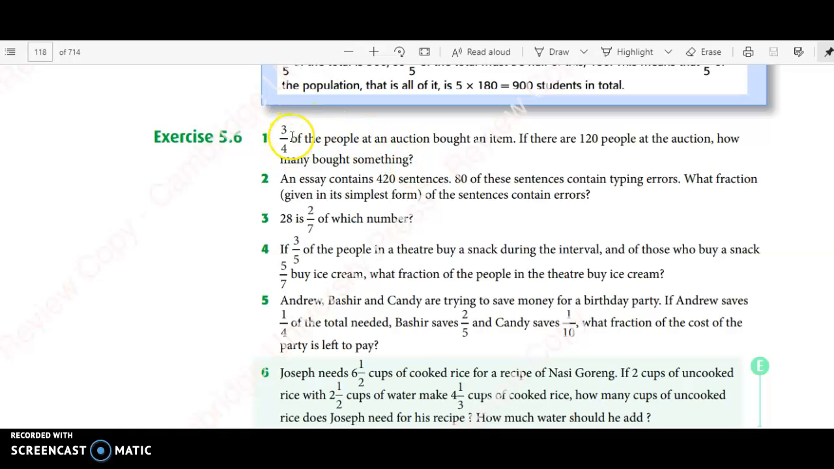3 out of 4 of, in mathematics, means times the number of people. The number of people is 120. So 3 out of 4 times 120 equals 90. So 90 people at the auction bought something.